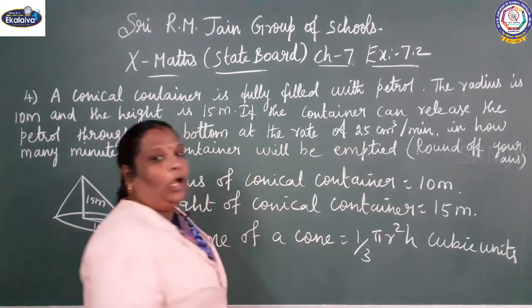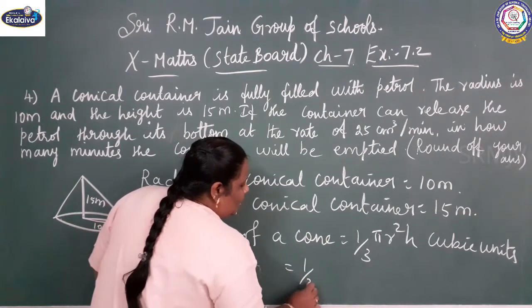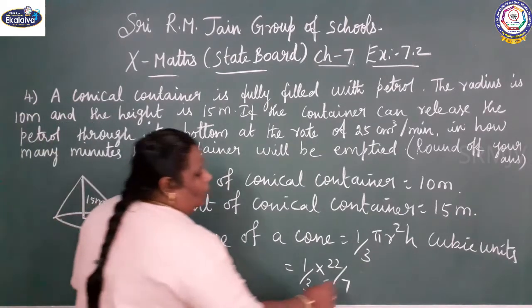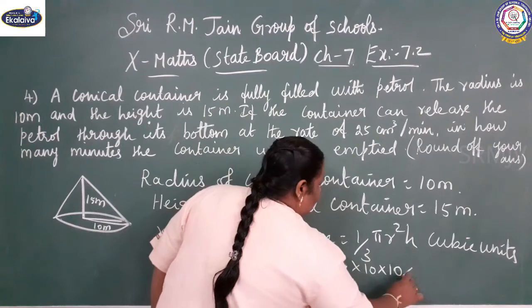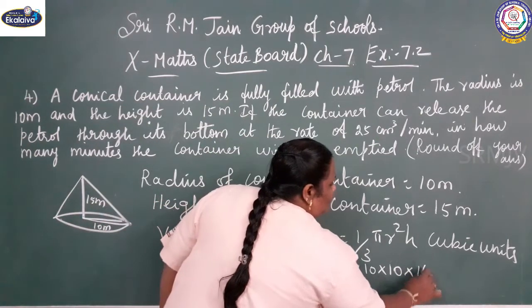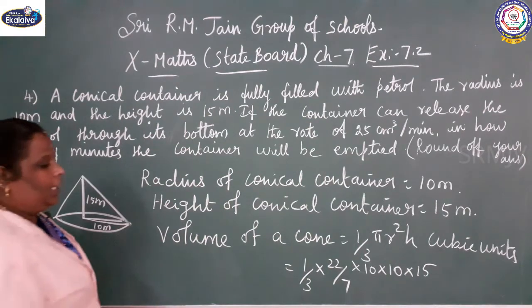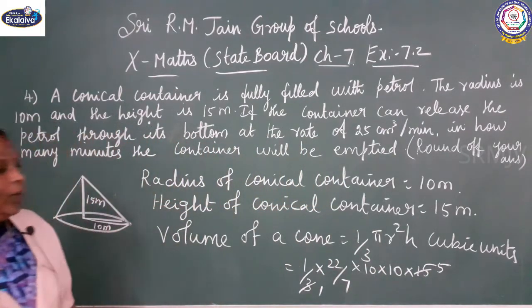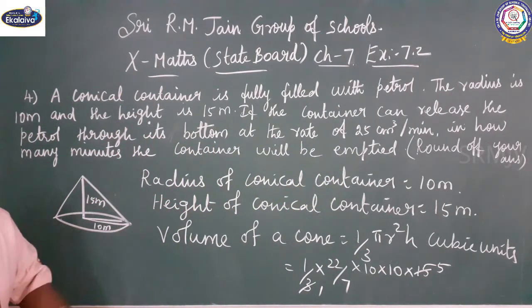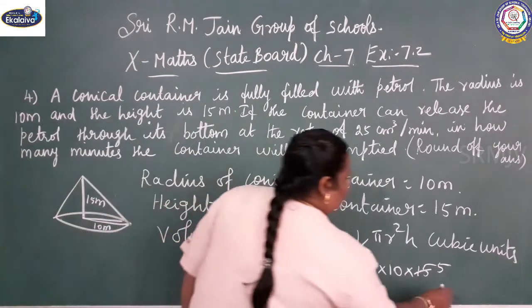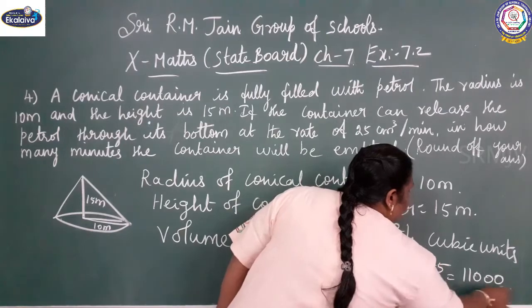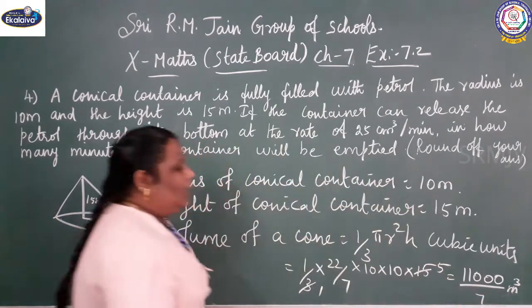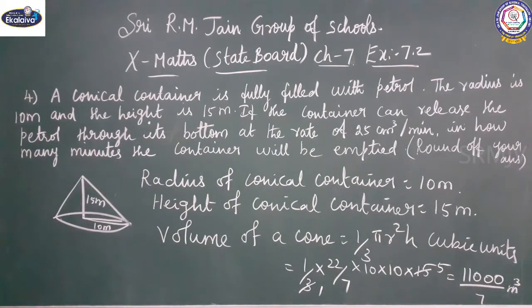So it gives volume equal to 1 by 3 into pi, that is 22 by 7, into 10 square, into height. Height is nothing but 15. 3 fives are 15, 3 ones are 3... so 22 into 5 is 110. So it gives 11,000 by 7 meter cube.